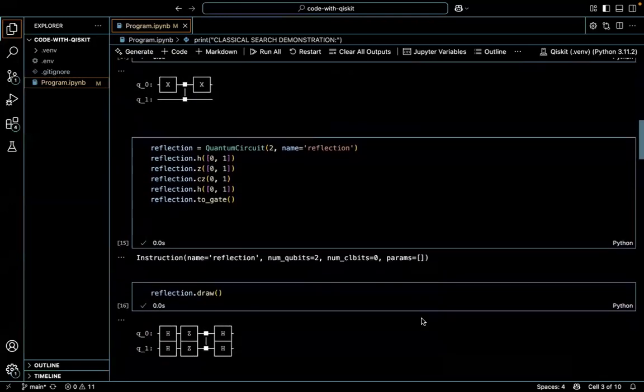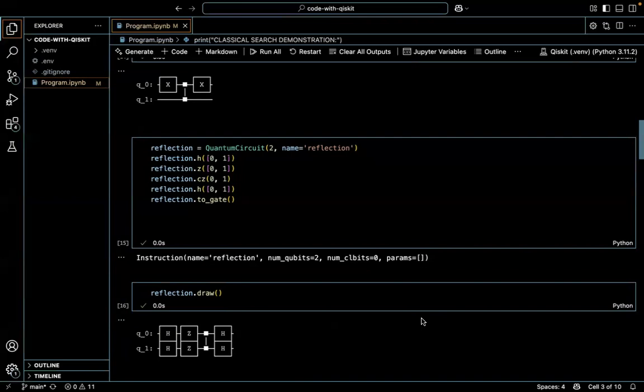The second essential component is the reflection or diffusion circuit. This is most important in Grover's algorithm as it transforms the phase difference into a measurable amplitude difference. Here we are implementing a sequence of operations. First, Hadamard gates on both qubits transform our states into a different basis where the reflection can occur. Next, a Z gate and a controlled-Z operation perform a reflection around the average amplitude of all states.